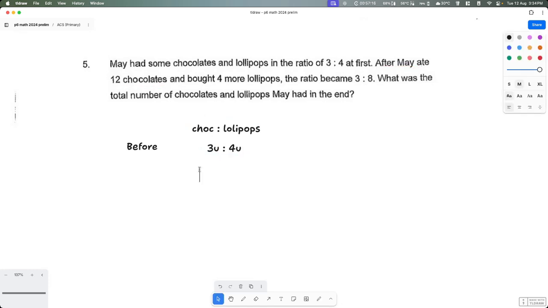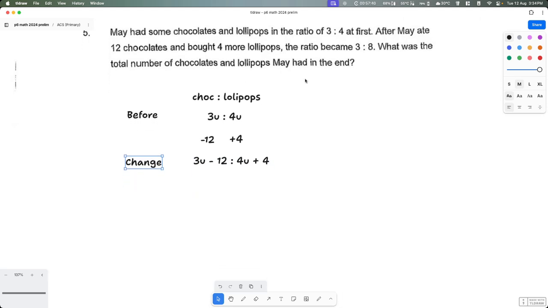So in this case, we have minus 12 for chocolates. And then for lollipops, we have plus 4 over here. So the change is 3 units minus 12 is to 4 units plus 4. Okay, so this is the change. And then we know that after this, the ratio is 3 is to 8.